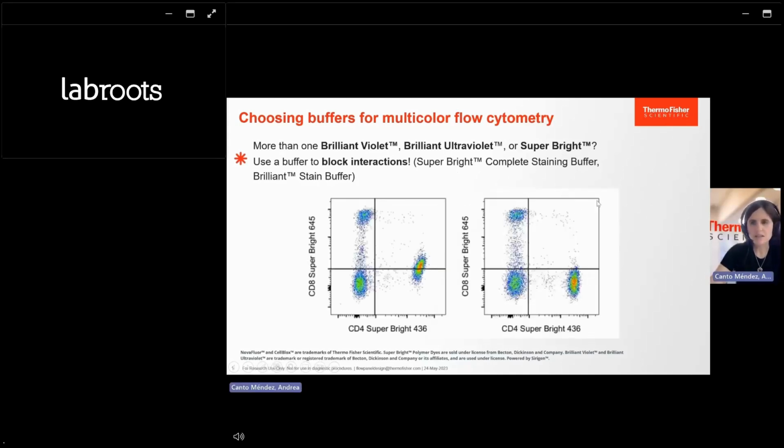In this example, you can see that on the right-hand side, the Super Bright Complete Staining Buffer has been used to avoid any interactions between the polymer dyes. And you can see that there is a nice separation between the CD8 positive cells, the CD4 positive cells, and the double negatives. However, if we analyze the figure on the left-hand side, in which no buffer has been added to block the unwanted interactions between the polymers, you can see that there is an artifactual population appearing.